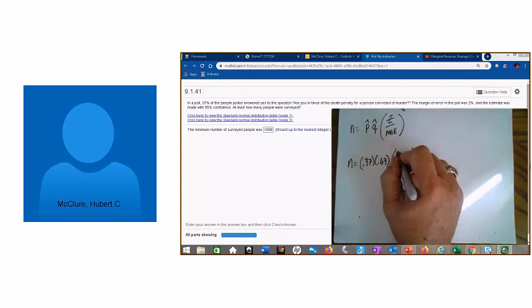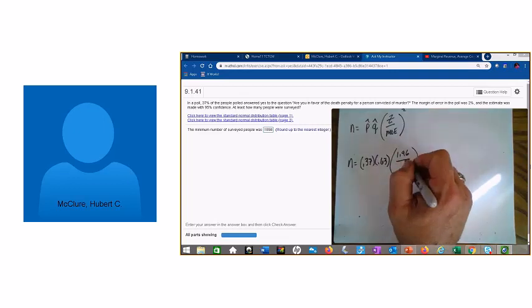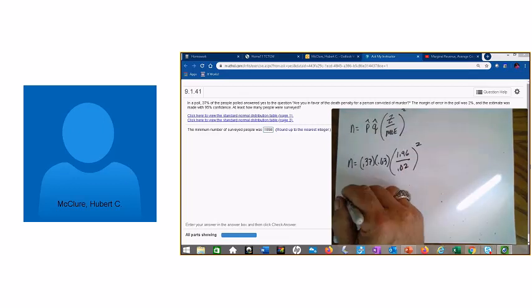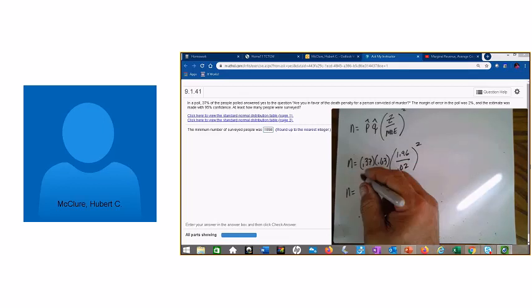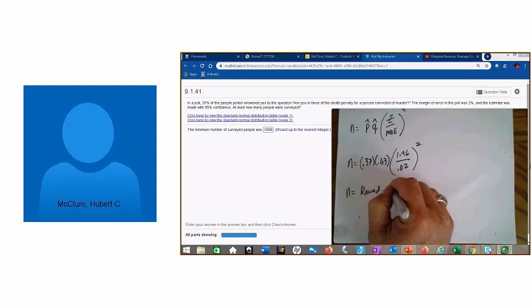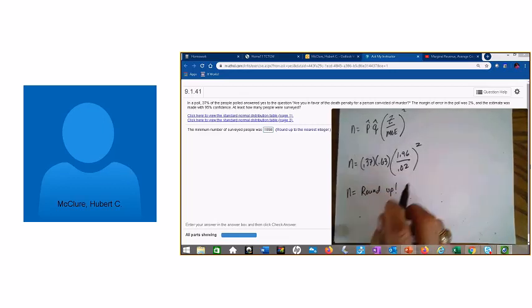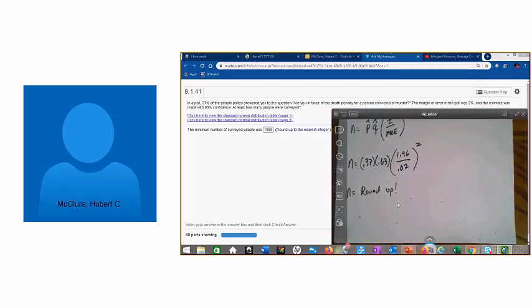Z-score 1.96 over margin of error is what? 0.02. I need y'all to crank that out for me. And remember, round up. I don't care what the decimal is. Round up. Somebody crank that out for me and tell me what you get. Give me the actual decimal so I can write it down. What is the actual decimal?